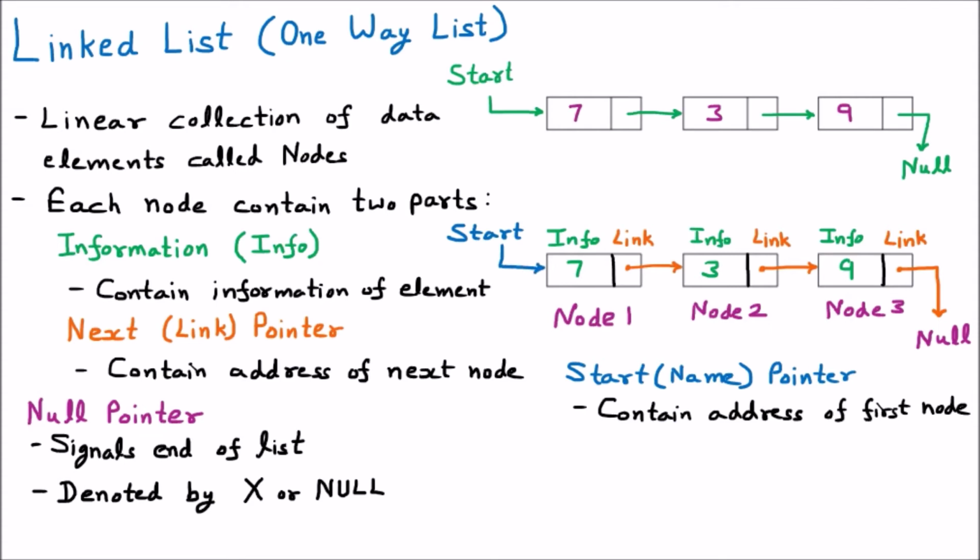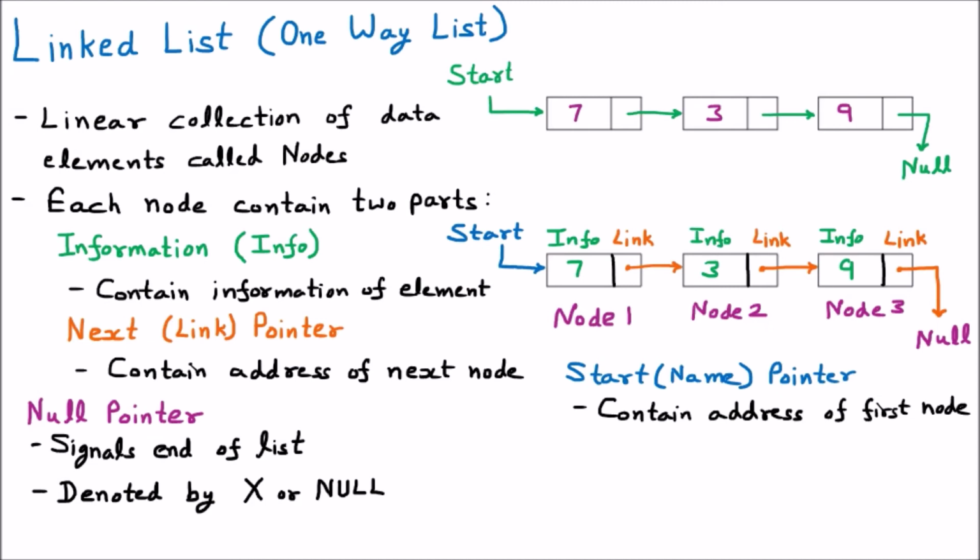Now this is how the linked list works. First of all, we have the different nodes, which are node 1, 2 and 3. Each node contains two further parts, the info and link part. The information part stores the information, like the values 7, 3 and 9.